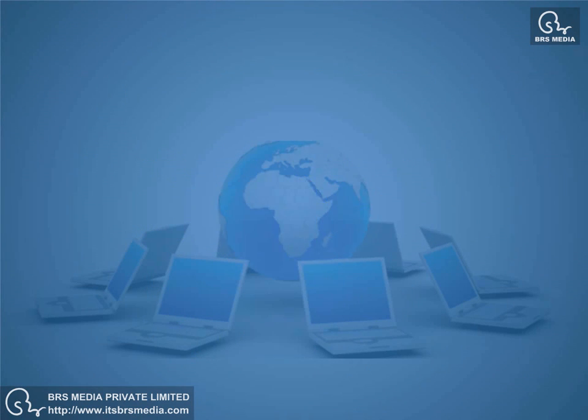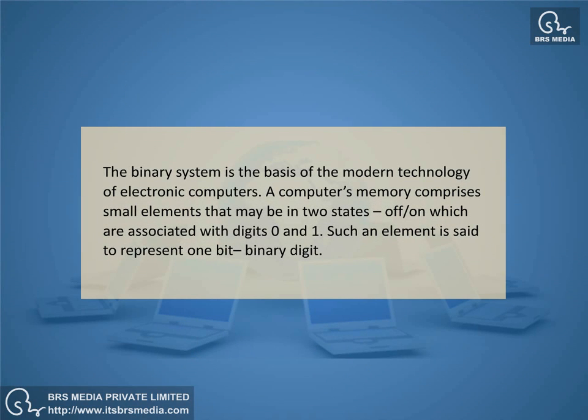The binary system is the basis of the modern technology of electronic computers. A computer's memory comprises small elements that may be in two states, off and on, which are associated with digits 0 and 1. Such an element is said to represent one-bit binary digit.